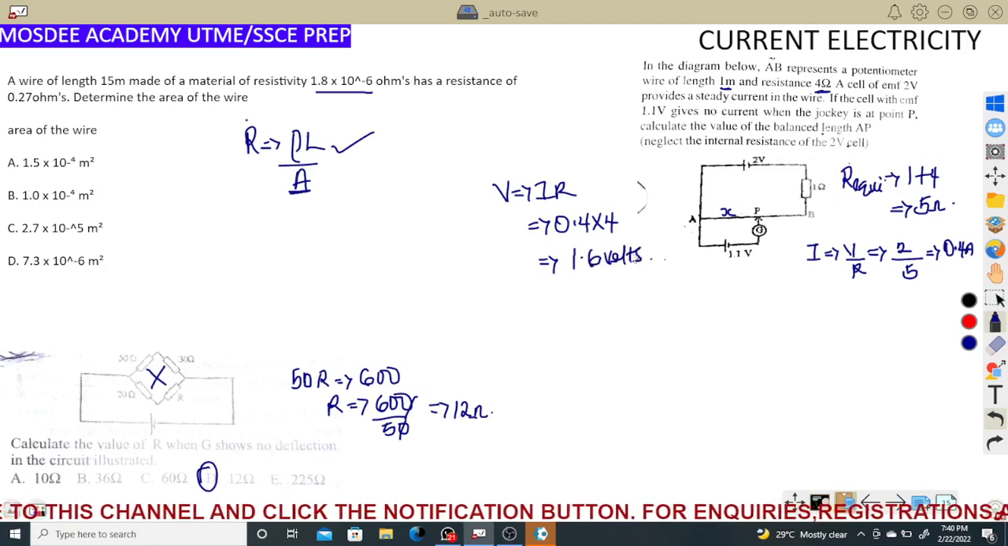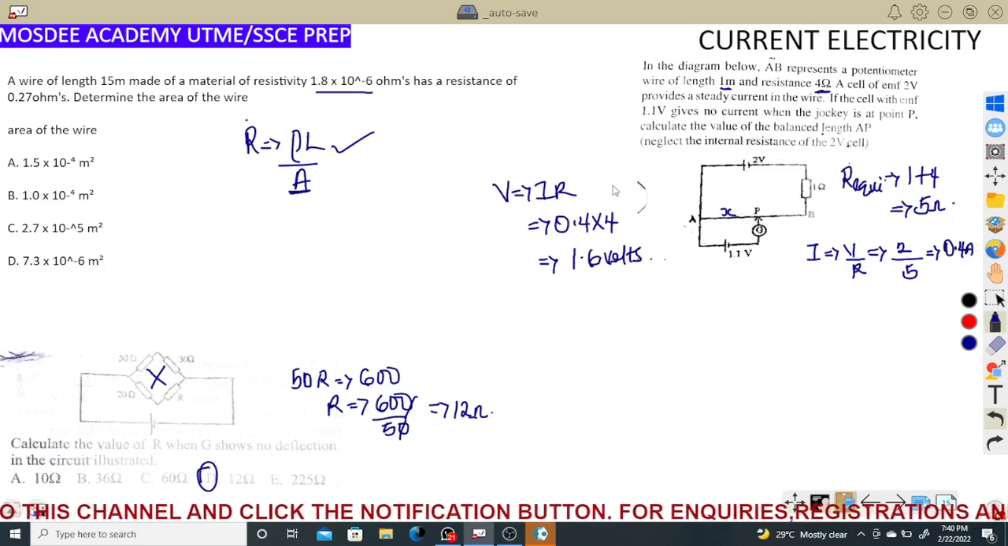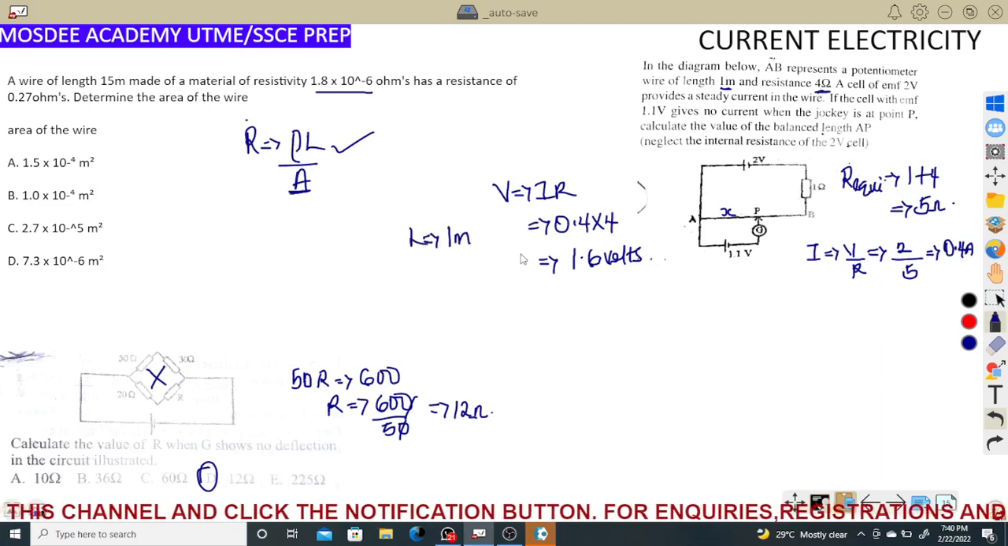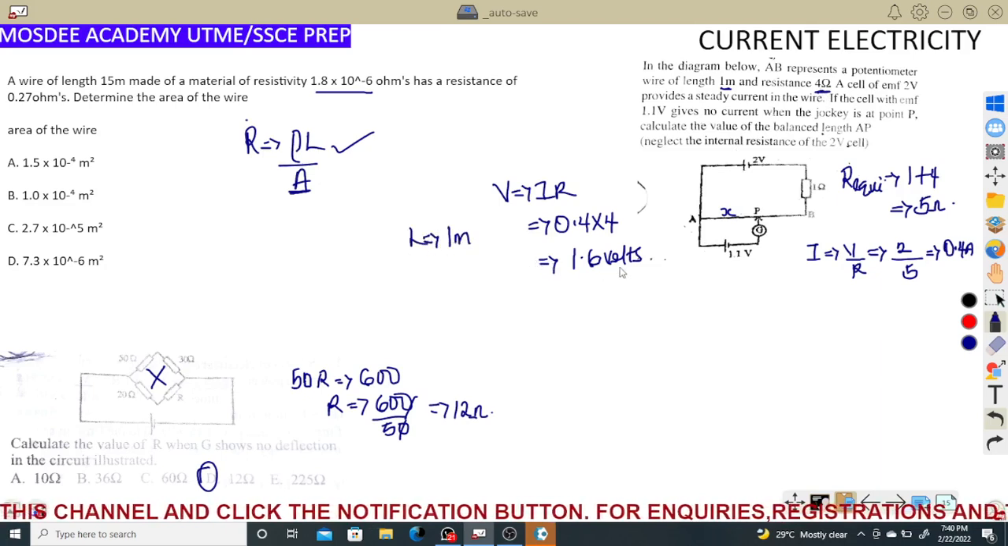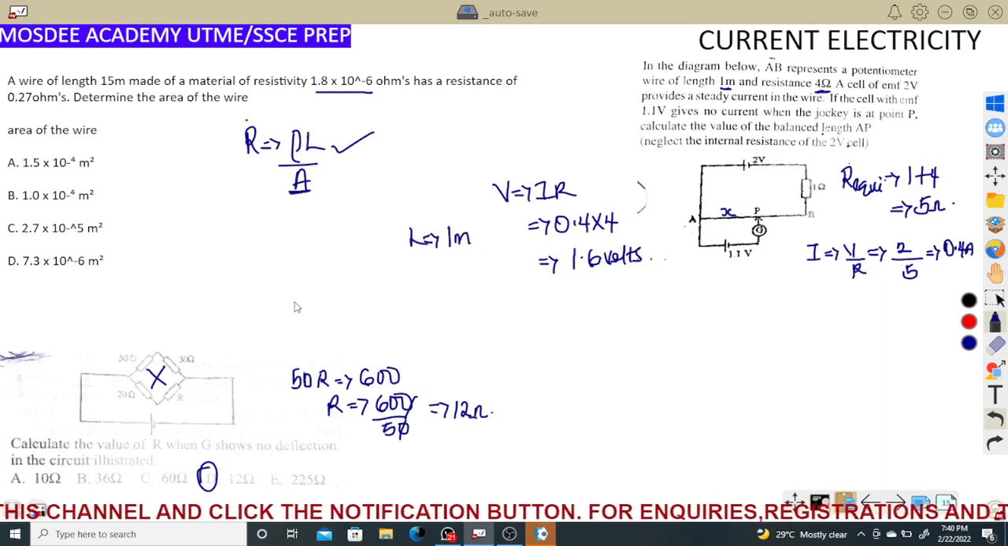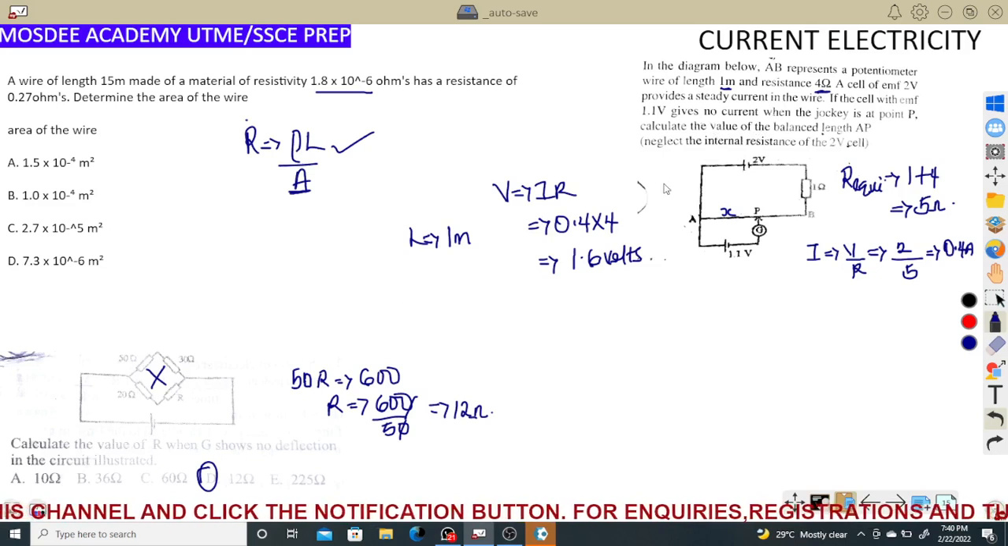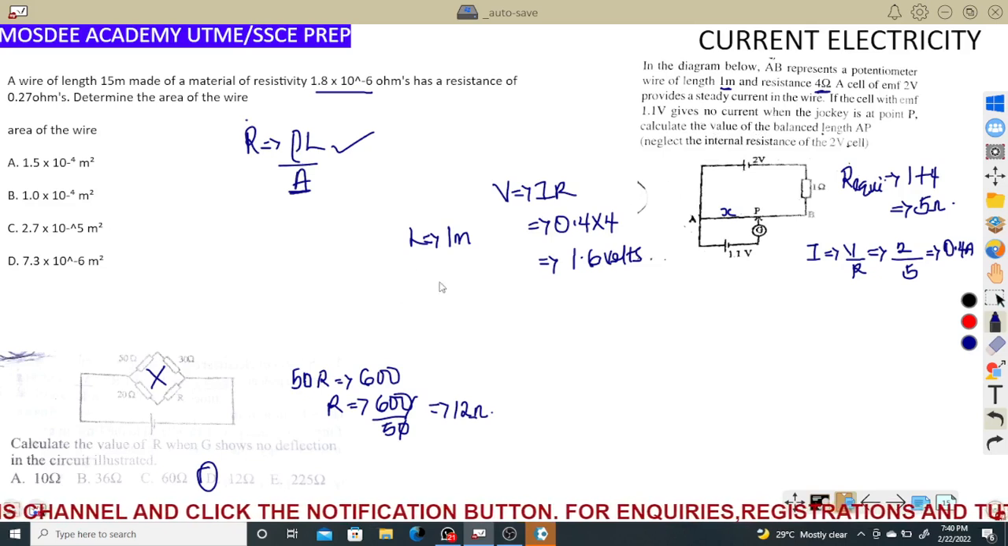So at AB, the potential across it is 1.6 volts. What is the length of AB? The length of AB is 1 meter. The EMF across it is 1.6 volts. I want to apply the formula we have learned. That is why they think there is no option. I think it's a theoretical question. Most academic teams just want me to solve it for them. I love that, no problem.